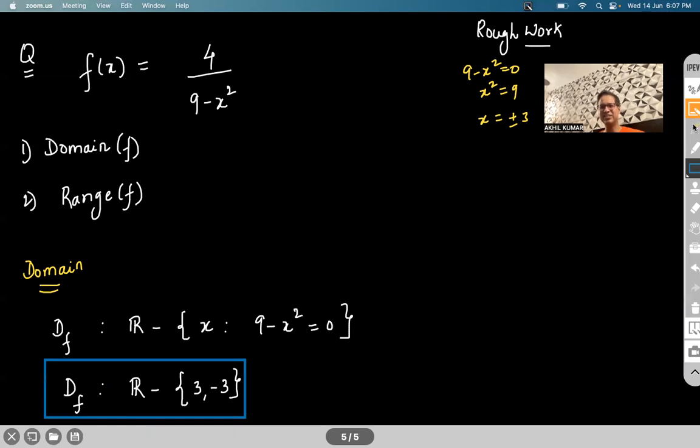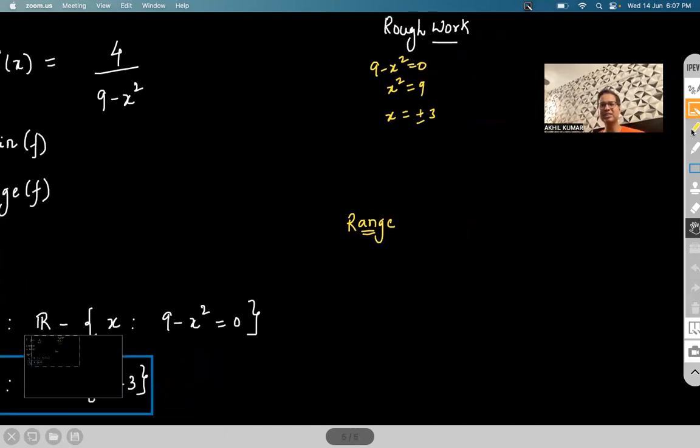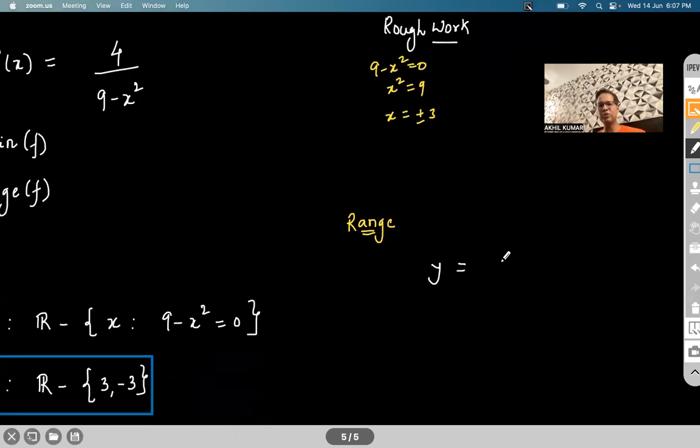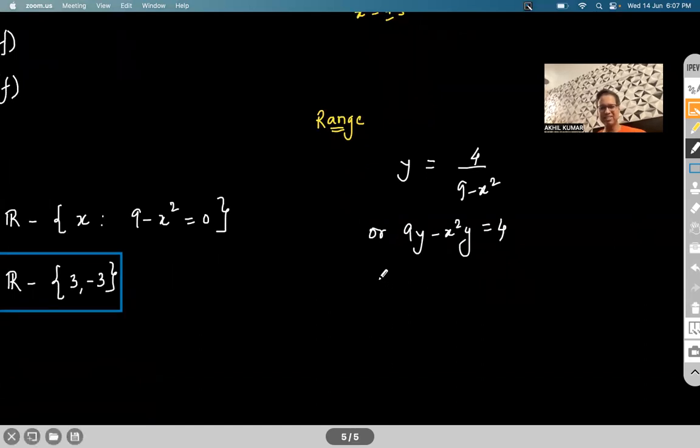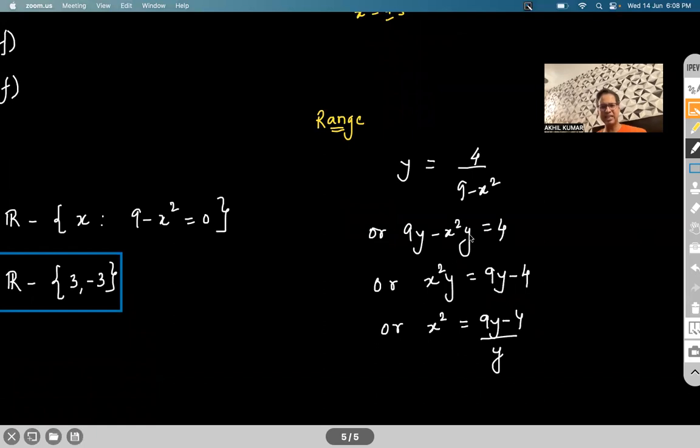Next, for finding out the range, we'll take a similar approach to what we did for the previous question. Let's first write y equal to 4 by 9 minus x square. Let's make x square the subject of the formula. So we'll have 9y minus x square y equal to 4. Advika, what was your answer? I didn't see your response. Not range. Okay. Domain, did you get it correctly? Okay, Sam, we'll check. All right, this is what you are getting for x square, right?